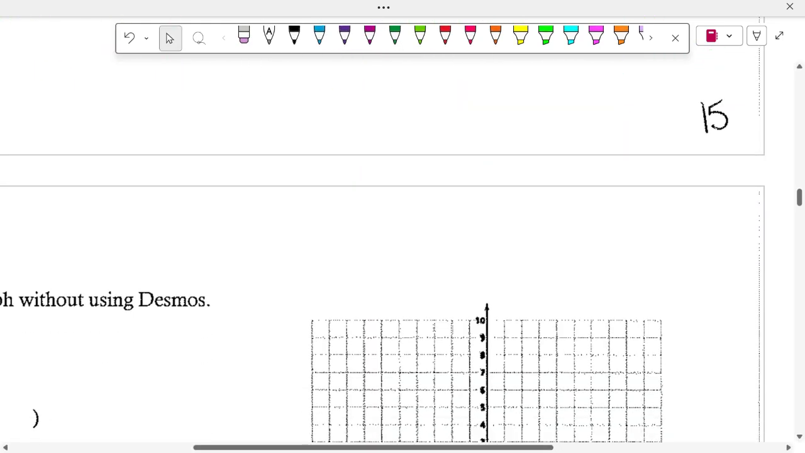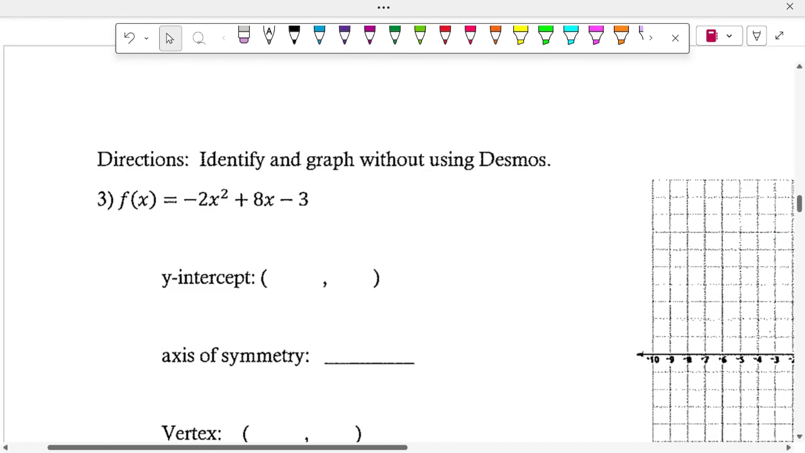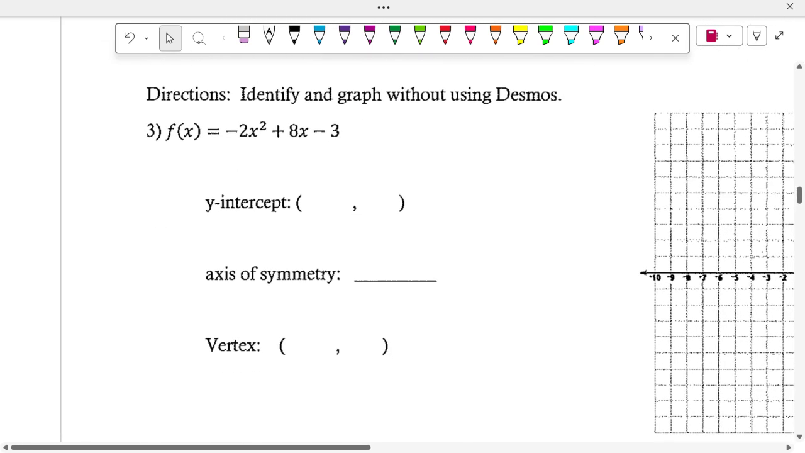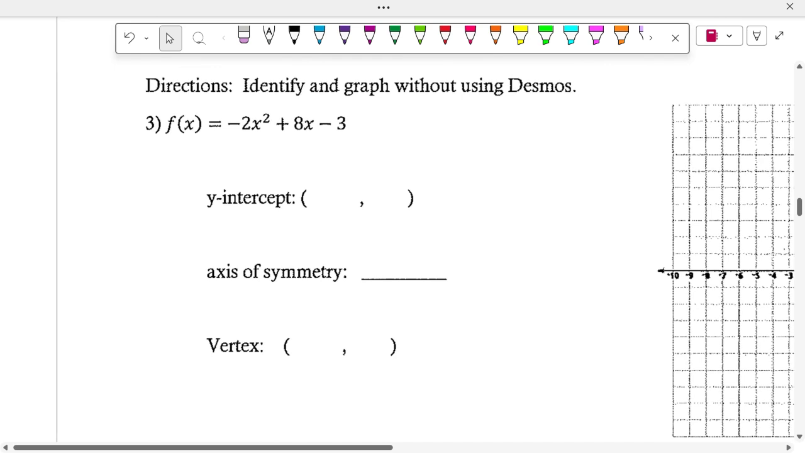All right, try number 3. All I want you to do is just the y-intercept, axis of symmetry, and vertex. Don't graph it just yet. So don't graph, but just find the y-intercept, the axis of symmetry, and the vertex.